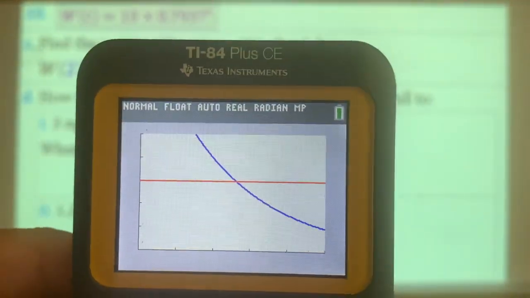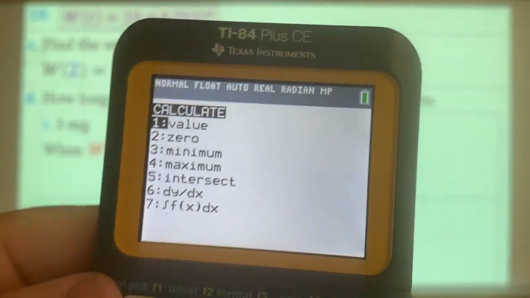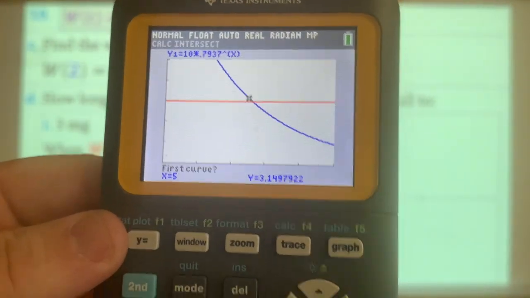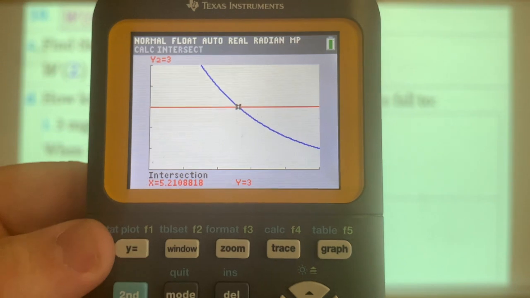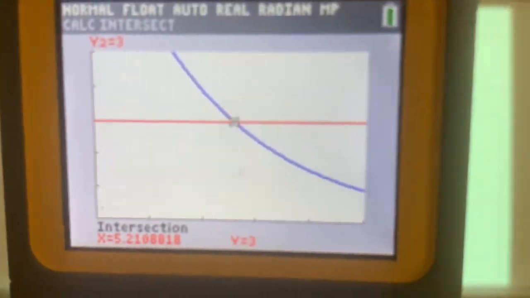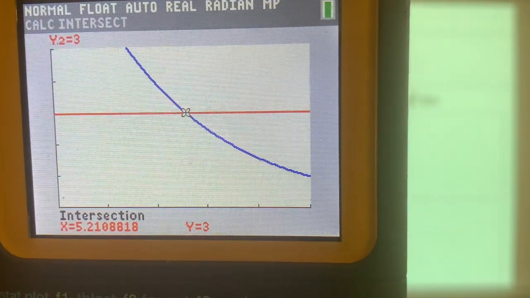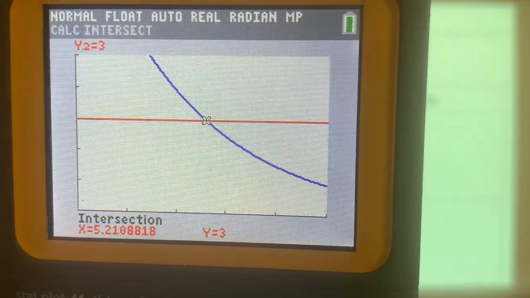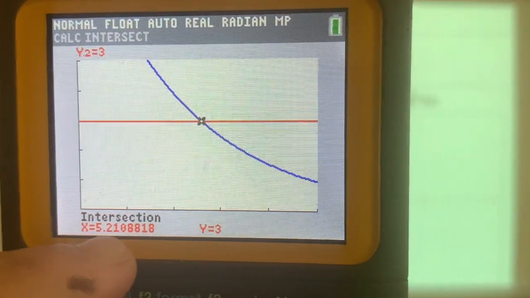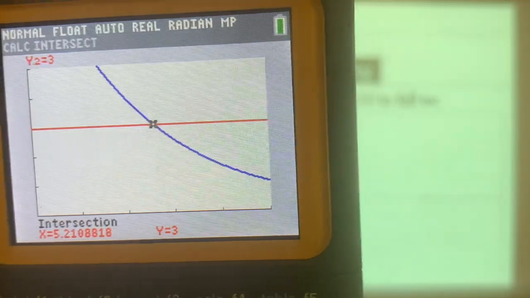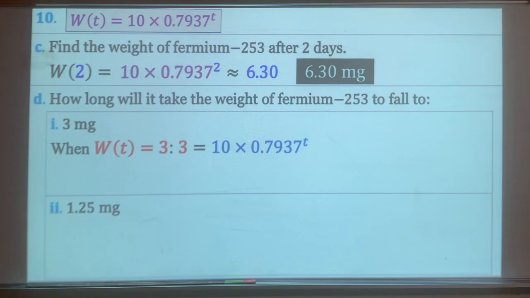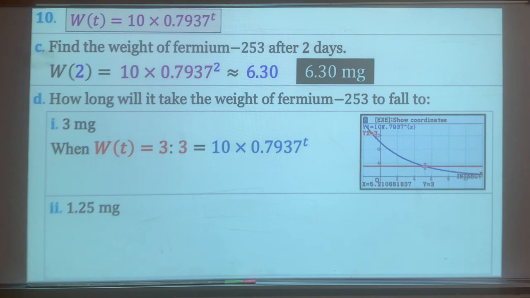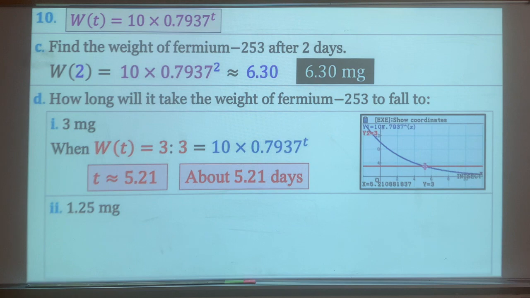Look at that. Second trace, I'm going to hit the number 5 for intercept. Enter, enter, enter. What do I got there? When Y is 3, X is 5.21. Let's check this out, see if that's what they got. By they, I mean me. There's my graph, 5.21. Look at my little red dot. All right, so T is approximately 5.21 days.